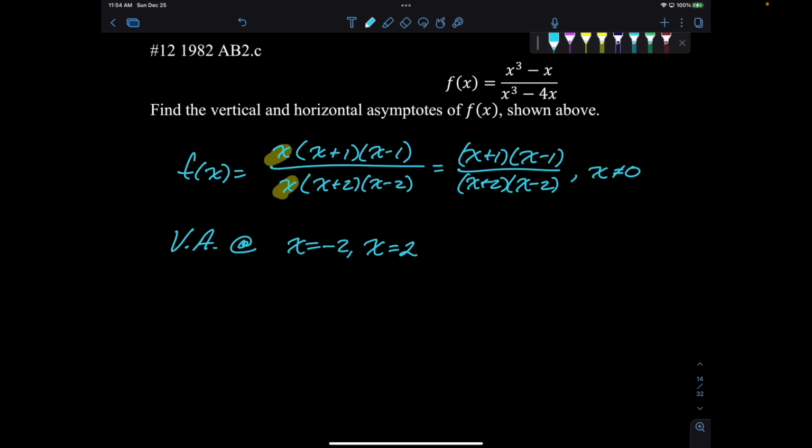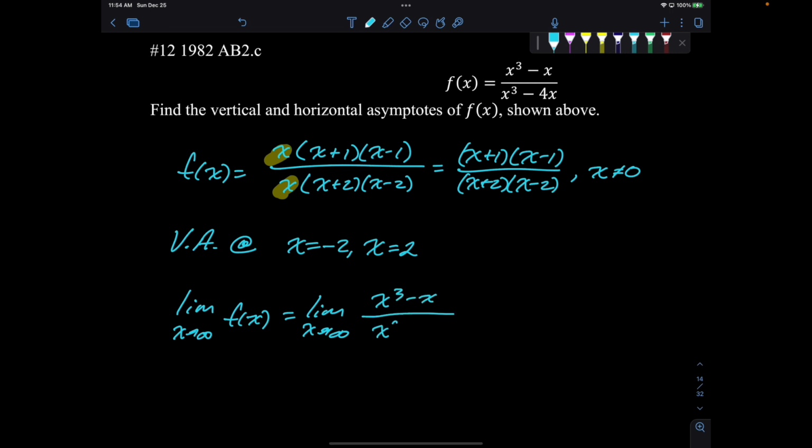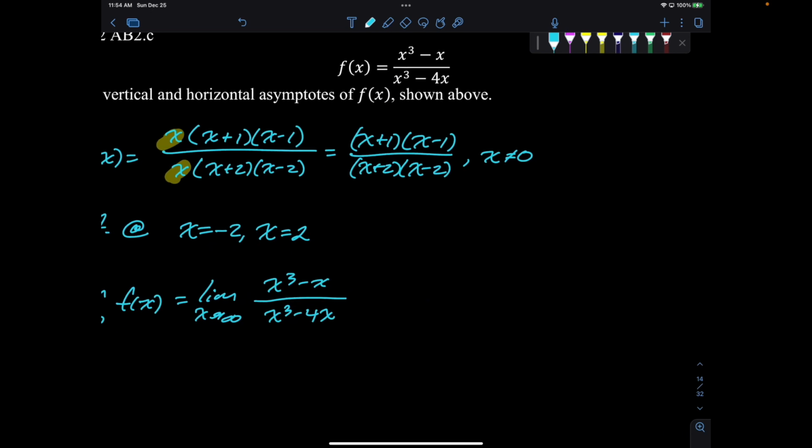Horizontal asymptotes are limits to infinity. Limit as x approaches infinity of f of x. I'm going to go back to the original instead of the factored form because I think it's easier to deal with. x cubed minus x over x cubed minus 4x. So you can look at this and see that the answer is going to be 1. One option is to divide everything you see by x cubed.